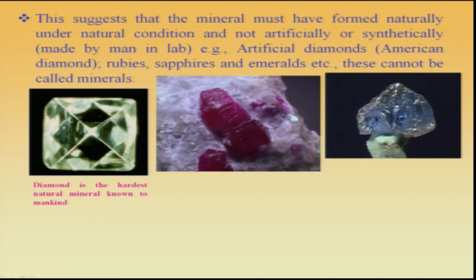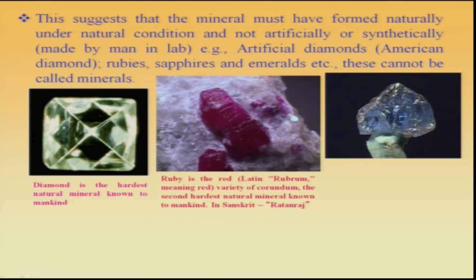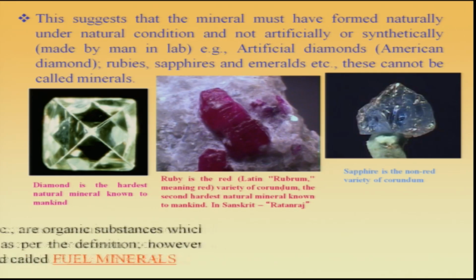Crystals, okay. Diamond is the hardest amongst all, having a hardness of around 10. We will talk about this when we discuss the hardness scale. Then we have ruby, which in Sanskrit is known as Rajratan, a very important mineral in terms of gemstones, a gem variety of corundum. Then we have the sapphire, which is a transparent or non-red variety of corundum.